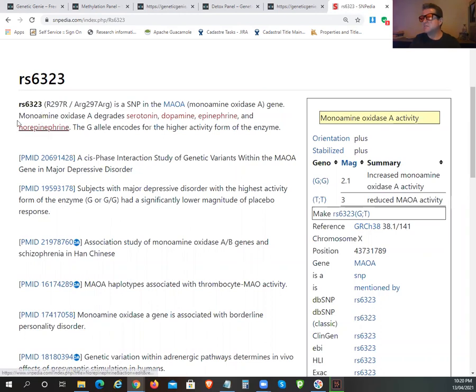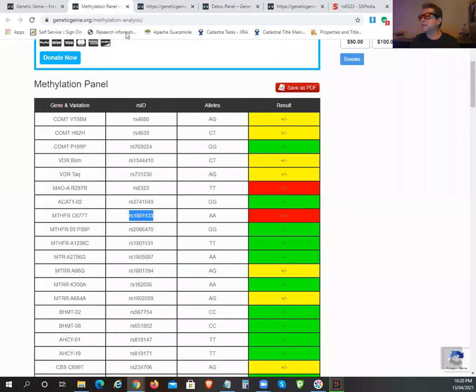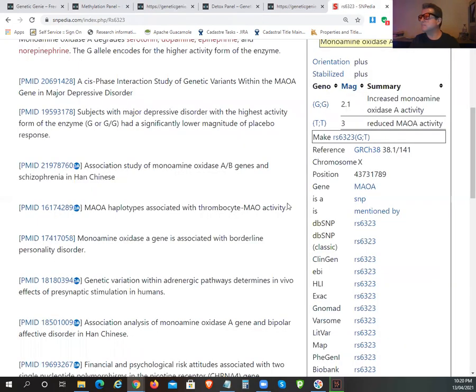Okay, so when I look at oxidase, a degradase, it affects serotonin, dopamine, epinephrine, norepinephrine. Let me just go back to here, which is that one, TT. So I've got basically reduced.